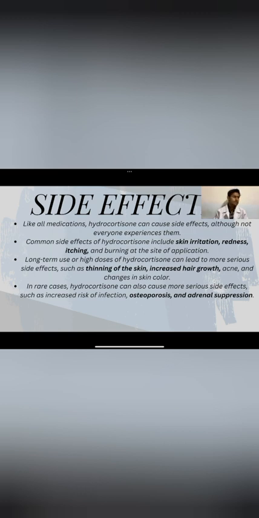So let us discuss the side effects of hydrocortisone, because excess of everything is bad. Like all medications, hydrocortisone can cause side effects, although not everyone experiences them. Common side effects of hydrocortisone include skin irritation, redness, itching. Long-term use or high doses of hydrocortisone can lead to more serious side effects, such as thinning of the skin, increased hair growth, acne, and changes in skin color.